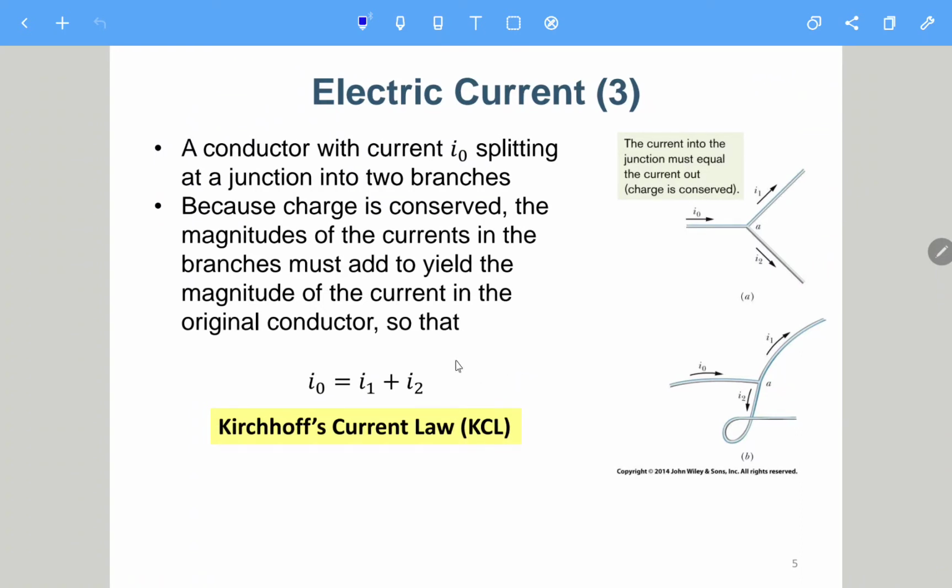And here we will have the so-called Kirchhoff current law, in short form called KCL, not potassium chloride in chemistry. So we actually have two laws invented by Kirchhoff. One is called the Kirchhoff current law, and another one is called the Kirchhoff voltage law, KVL. Here we talk about the Kirchhoff current law first: a conductor with a current I0 splitting at a junction into two branches.